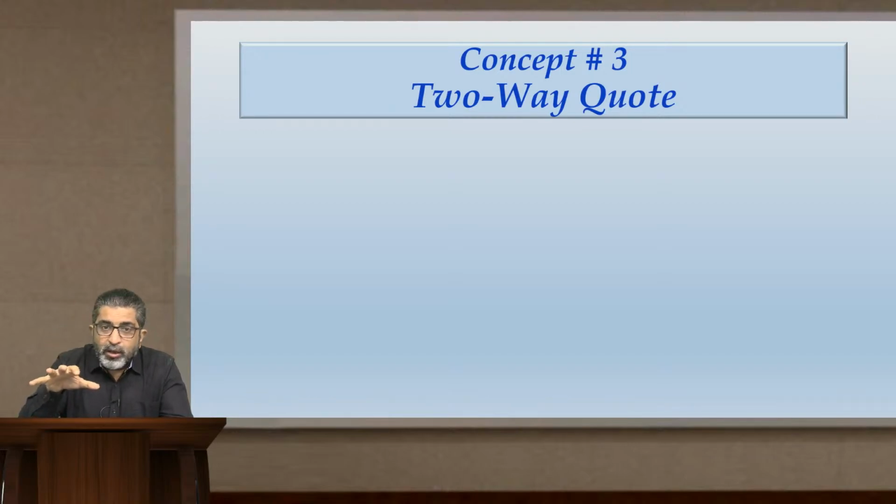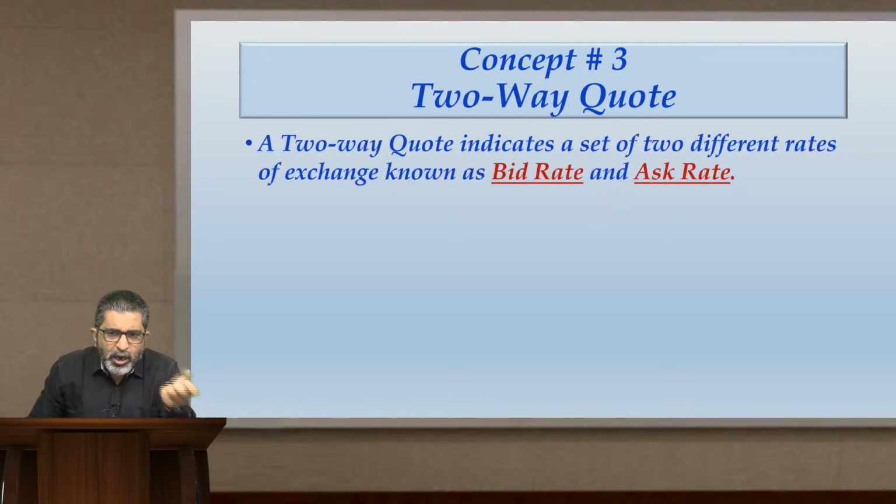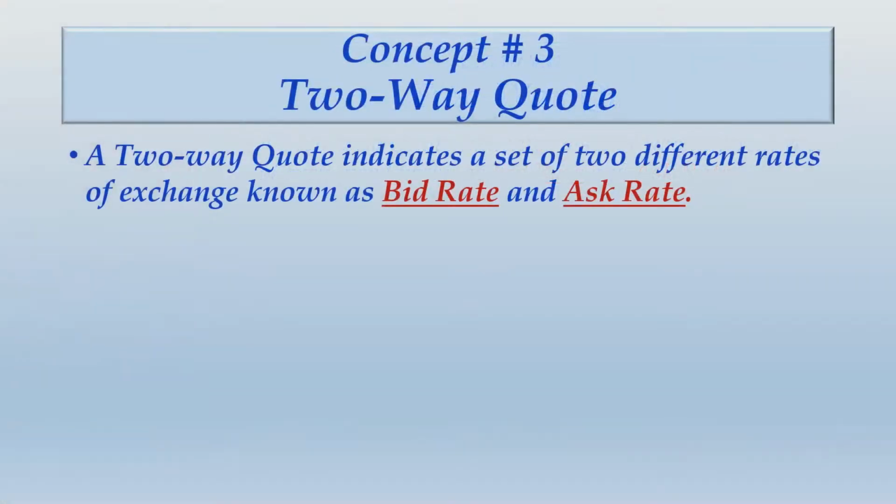So here, a bank or a dealer will quote an exchange rate. Banks and dealers who quote these exchange rates will necessarily quote them in a two-way format. One is the rate at which they would buy, that is the bid rate. One is the rate at which they would sell, that is the ask rate. Let me give you an example. A two-way quote indicates a set of two different rates of exchange known as bid rate and ask rate.